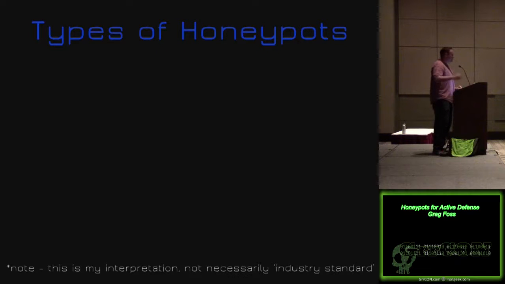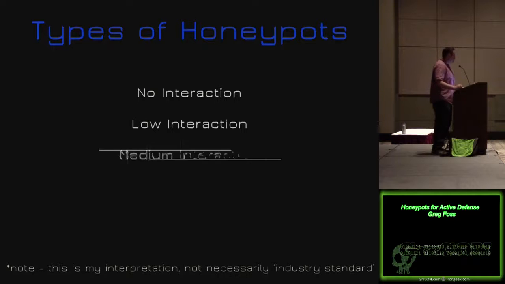So what are some types of honeypots? This is my interpretation. There's a lot of different interpretations out there, but this is how I broke them down. First is no interaction. No interaction is essentially honeypots that act like honeyports. They just wait for a TCP connection and they log it or drop the traffic. So not a whole lot there. Low interaction is more like static web pages that look like something other than what they really are.